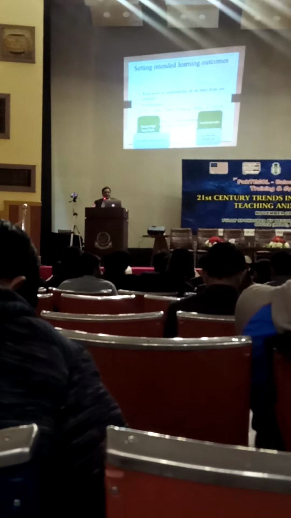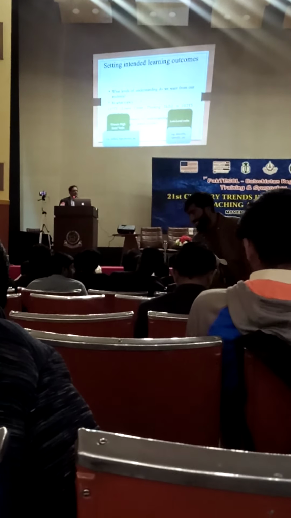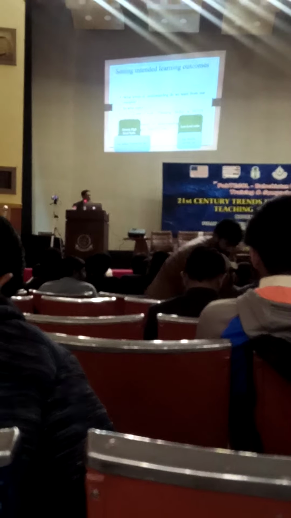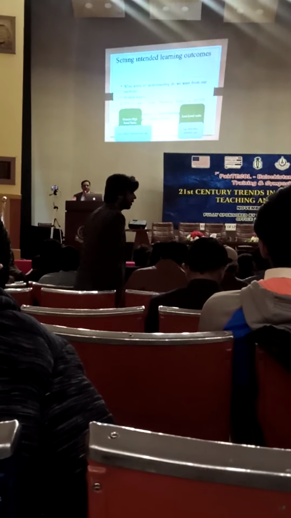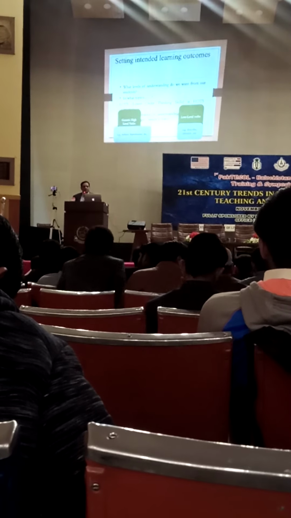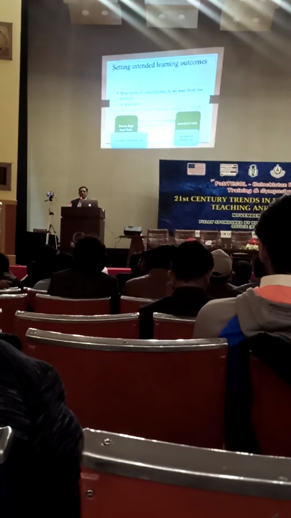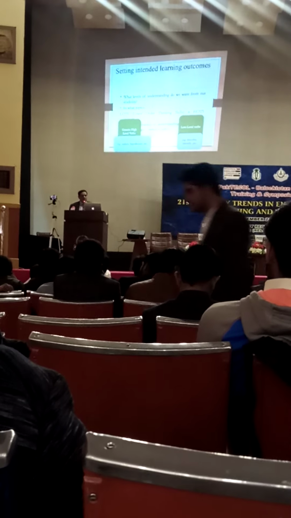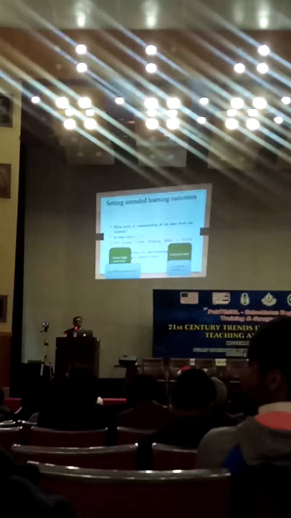So when you set your intended learning outcomes, what level of learners do you want to see? Do you want to see their surface level learning or you want to see their deep learning? Now there are two terms. One is called LOTS, L-O-T-S, lower order thinking skills. Now the other one is HOTS, higher order thinking skills.